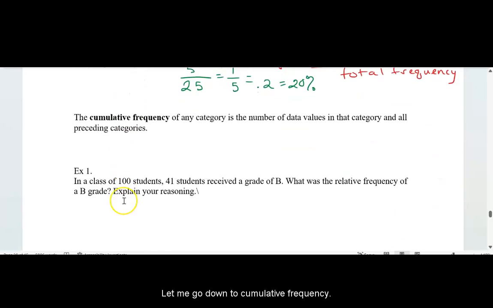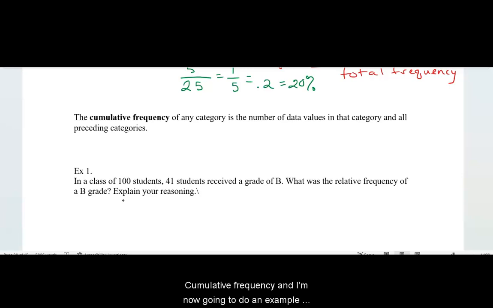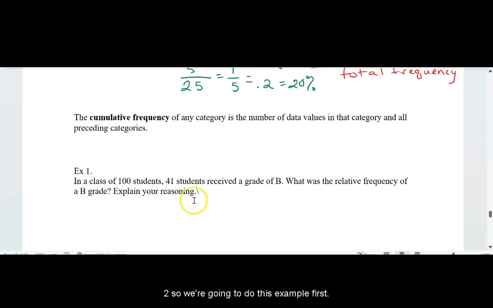Let me go down to cumulative frequency. It's the number of data values in that category plus all the preceding categories. That would be your cumulative frequency. And I'm not going to do an example here because we're actually going to do an example in a couple minutes in the video. Probably, actually, I think it's the next one, example 2. So we're going to do this example first.